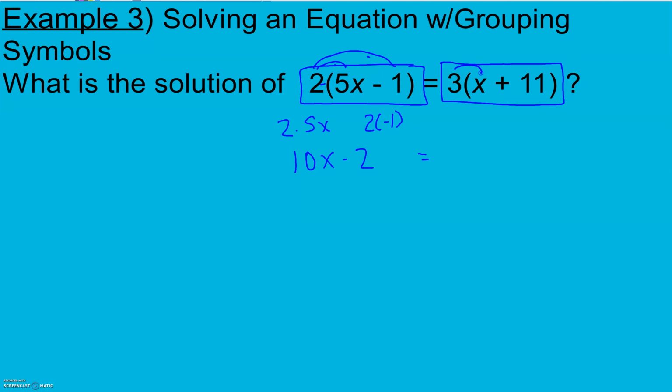I take the 3 times x and the 3 times 11, and I get 3x plus 33.